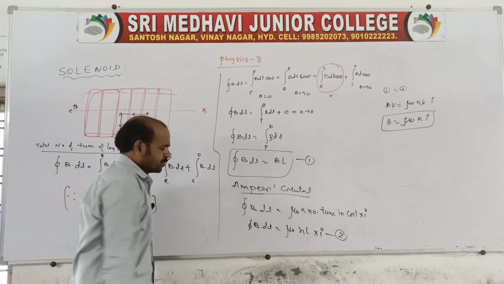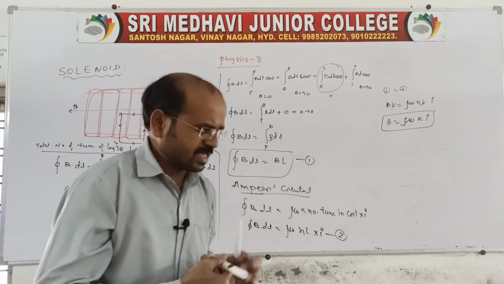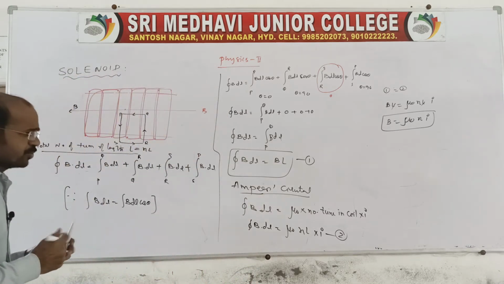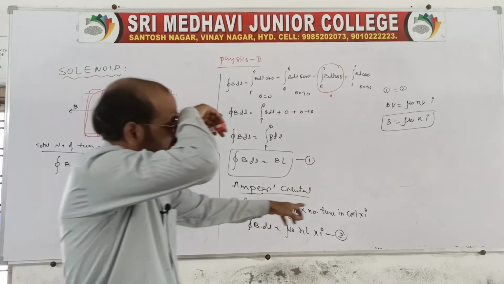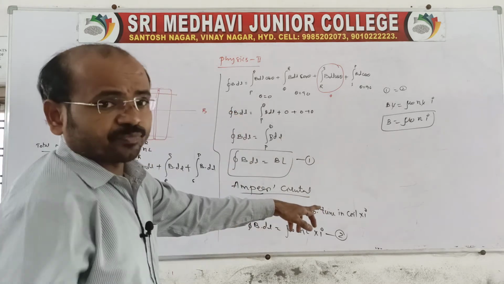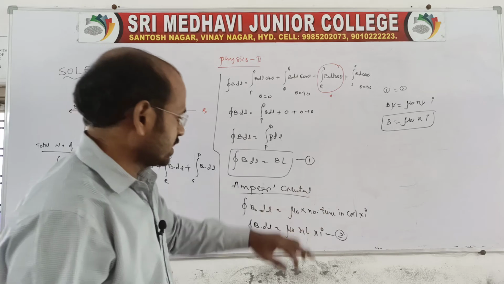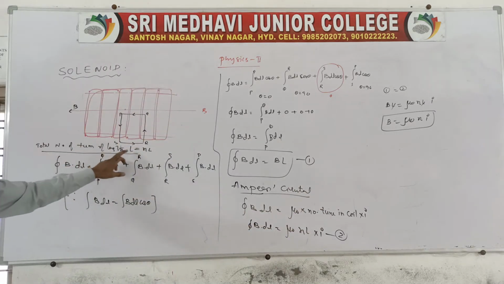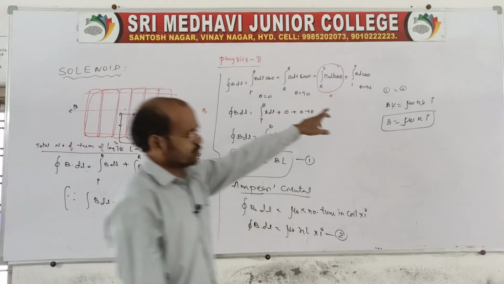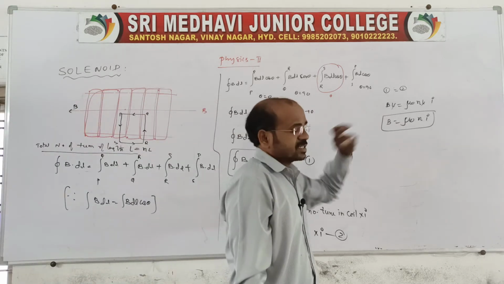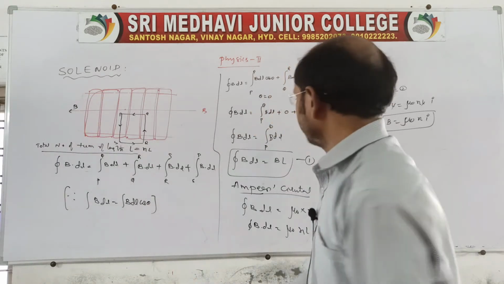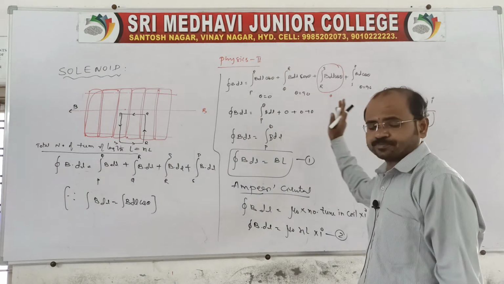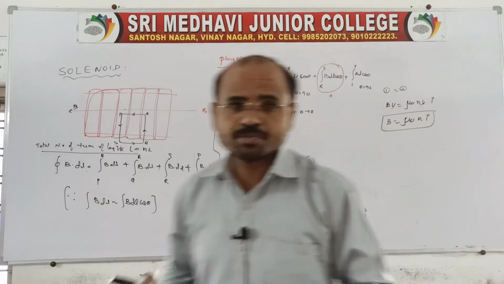According to the Ampere circuital law, closed integral B dot dl is equal to mu naught into n number of turns of a circular coil is I. So number of turns of a circular coil is I. Number of turns is nothing but the total number of turns of the solenoid of length L, that is NL. Now equal to, then we'll get the magnetic induction at the center of the solenoid will be B is equal to mu naught N I. So which is very very important.